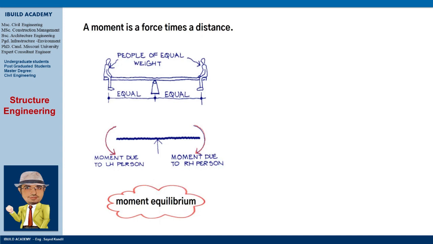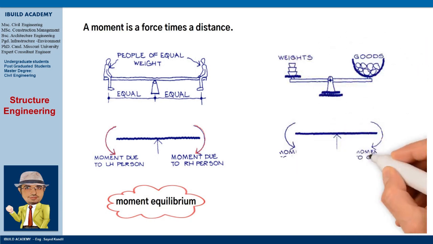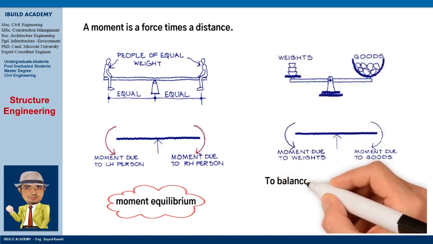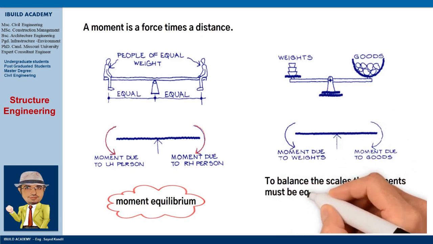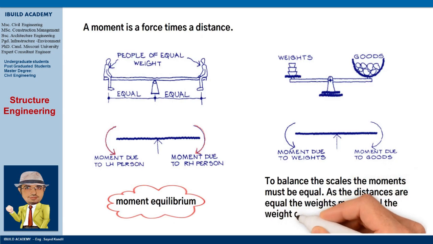The same principle can be used for weighing scales, this time to find the unknown weight of some goods. To balance the scales, the moments must be equal. As the distances are equal, the weights must equal the weight of the goods.